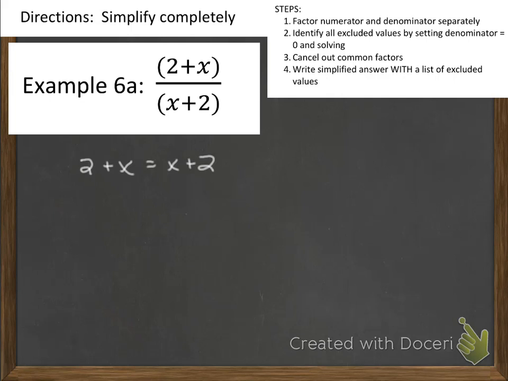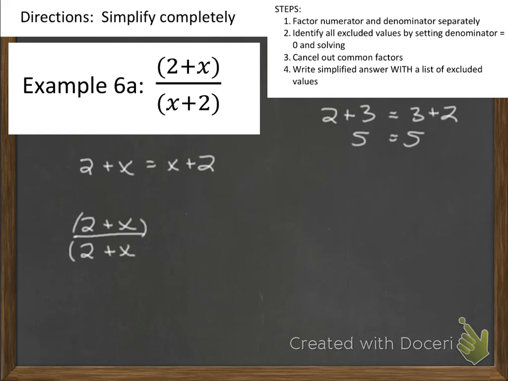If you're ever not sure about these properties, just use regular numbers. For example, you're probably pretty sure that 2 plus 3 is the same as 3 plus 2. They both equal 5. So you can prove to yourself, just using a general example with numbers, that that is true. So since that is true, I can rewrite this expression as 2 plus x divided by 2 plus x.